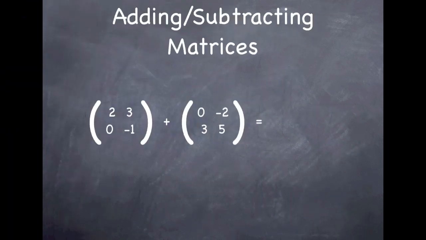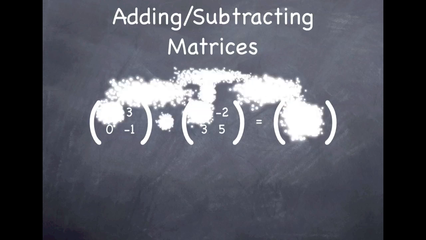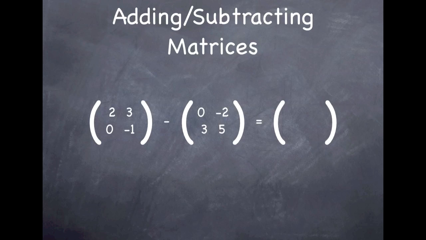Adding and subtracting matrices is pretty simple. When you add these two matrices, you get this. All you have to do is add the corresponding elements, like so. See, the first row and first column of each matrix added together results in the first row and first column of the resulting matrix. Subtracting is exactly the same process, except with subtracting instead of adding.